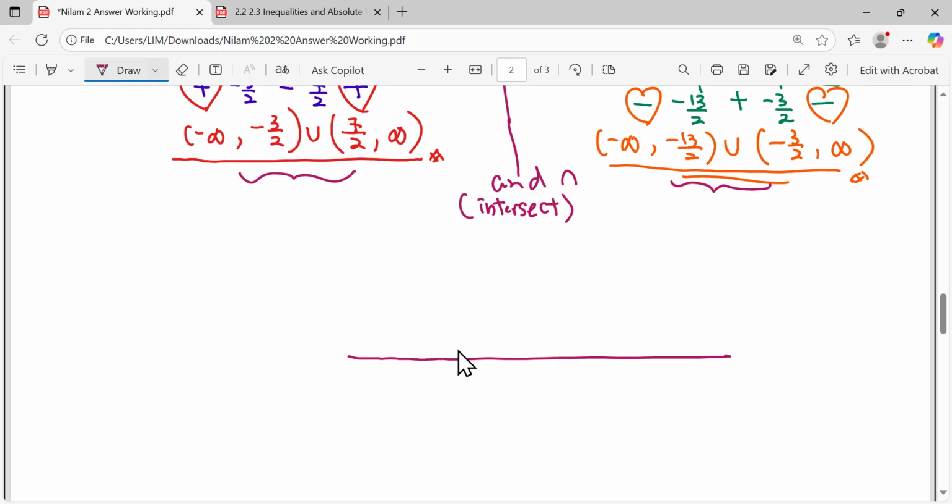So combine back the answer into one. Alright, we have two parts of the answer, so combine back into one. I draw this first. This is the number line from the left hand side. This one, drawing the number line like chapter 1.